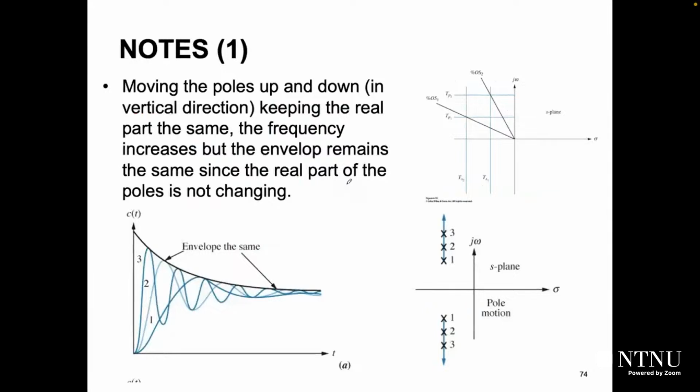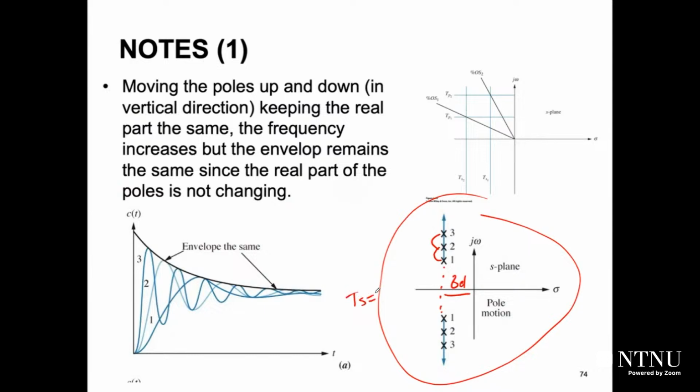We have some notes here, on moving the poles up and down. If you move your poles up and down in the vertical direction, it will keep the real part the same. Look at this graph. I have my poles at location 1. If I move them from location 1 to location 2, or from location 2 to location 3, the real part will be the same all the time. If the real part is the same, your settling time will be the same: TS is pi divided by sigma d.